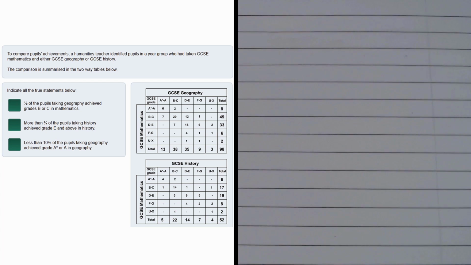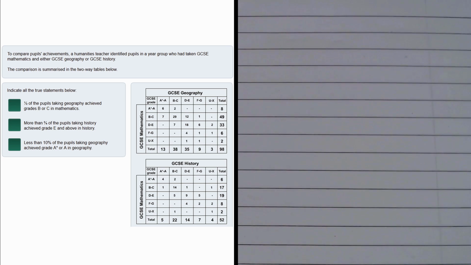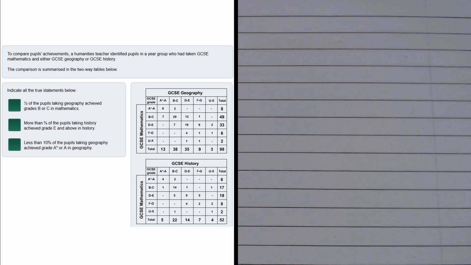In this question we are given 2 way tables and we are asked to indicate all the true statements. The first one claims that half of the pupils taking geography achieved grades B or C in mathematics. Well, we can see from the geography table here that there are a total of 98 pupils. So half of 98 gives us 49. So we just need to read where it says GCSE Mathematics here, scroll all the way along from B to C, and we can see that the total is 49. So this statement is true.